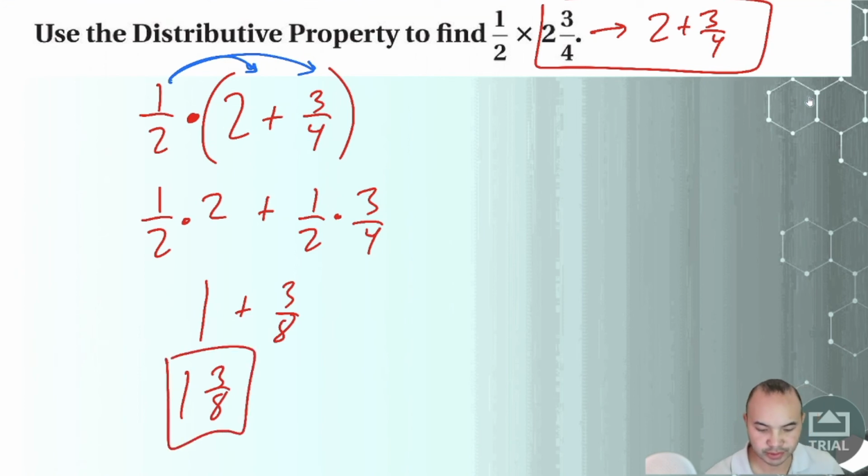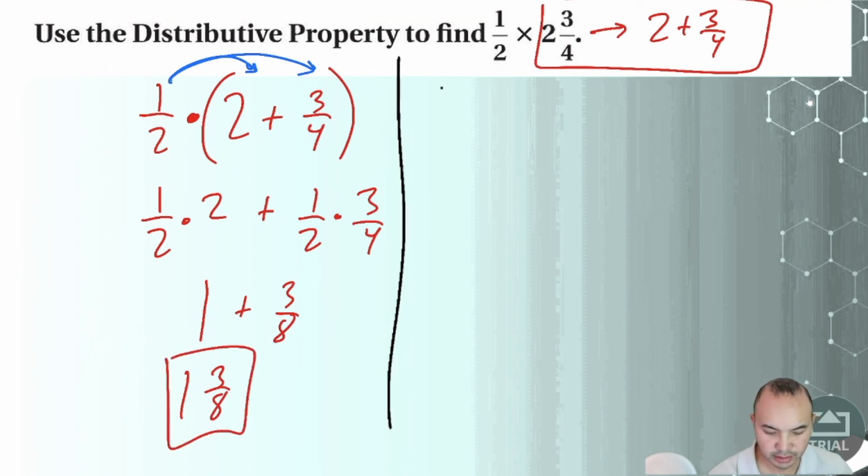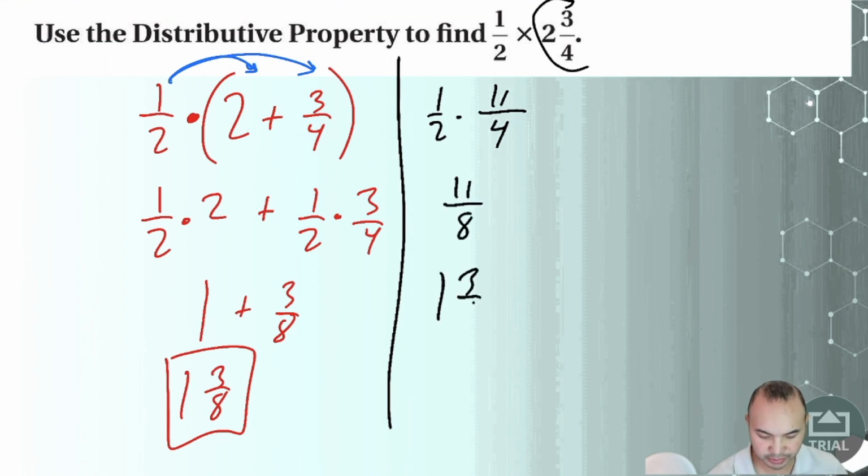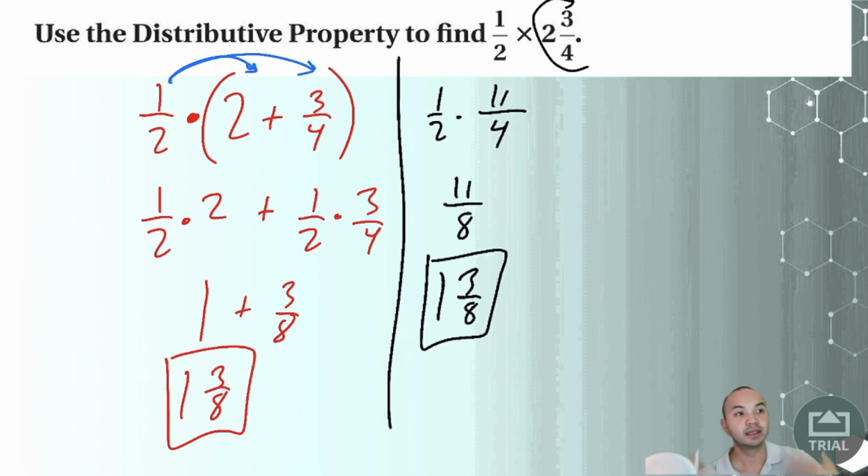Let's double check if this actually works, right? So 1/2 times, if I made this into an improper fraction, 2 times 4 is 8 plus 3 is 11 over 4. And I just multiply across, you get 11 over 8. Well, 11 over 8 is 1 3/8. Again, this was probably faster for a lot of you guys, but it just shows why the distributive property works and why, for certain problems, maybe this would make more sense.